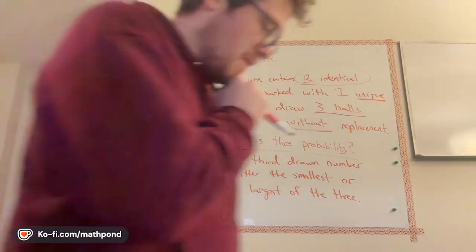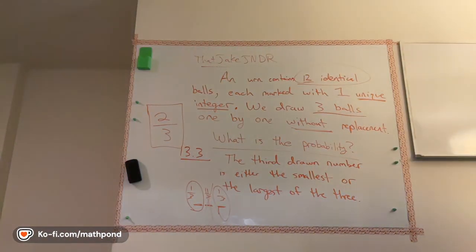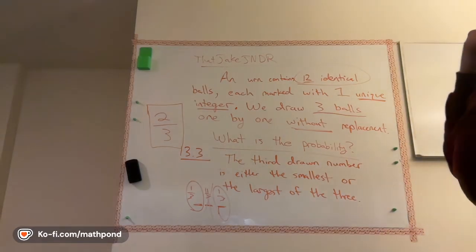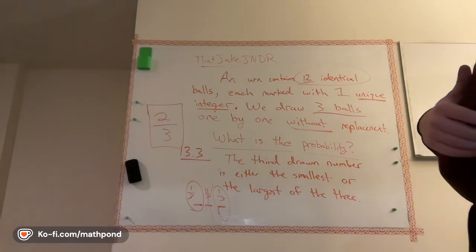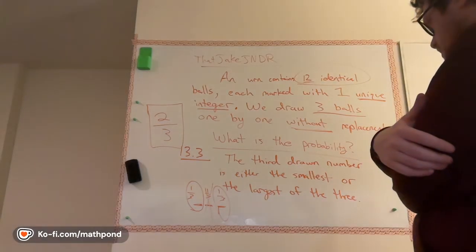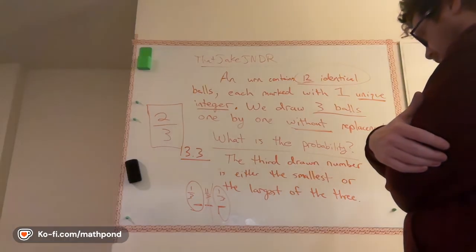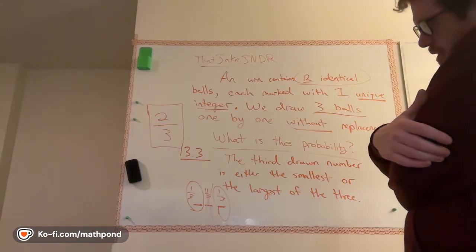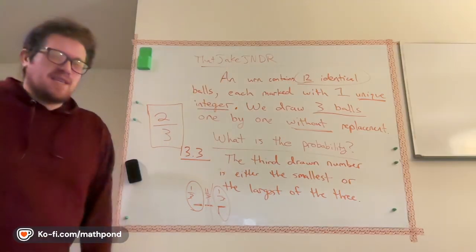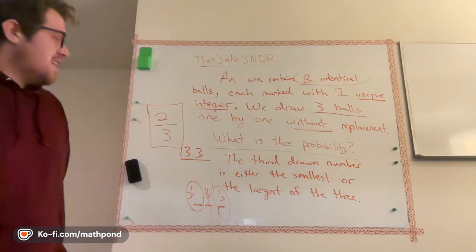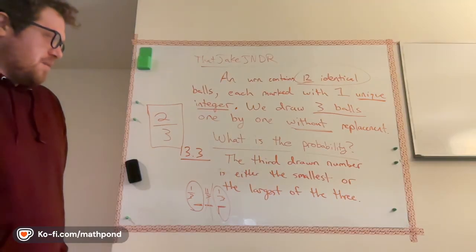I'm just trying to think about the problem a little bit more. Three balls, 1 by 1 without replacement. Third drawn number is either the smallest or the largest. Yeah, I feel like I need to think about this one more. I'm not 100% sure on this one, but I'm like 90% of the way there. I like the answer 2/3, but I think I would need to write it out a little bit to be careful.